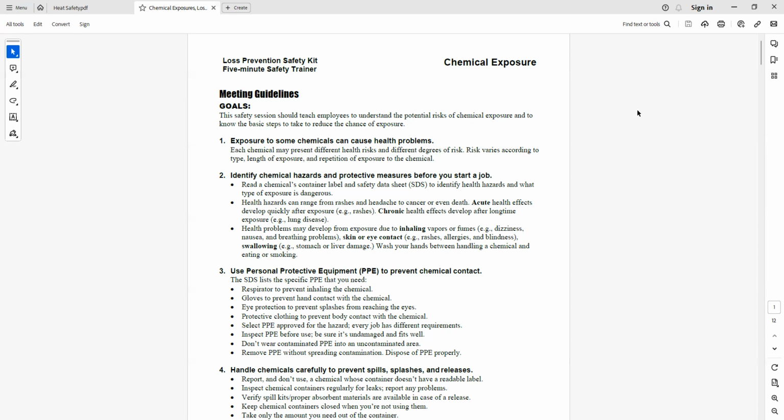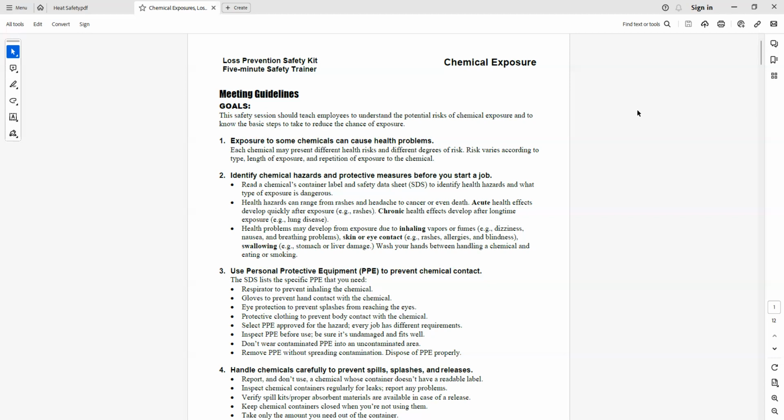Number 4, handle chemicals carefully to prevent spills, splashes, and releases. Report and don't use a chemical whose container doesn't have a readable label. Inspect chemical containers regularly for leaks and report any problems. Verify spill kits and proper absorbent materials are available in case of a release.